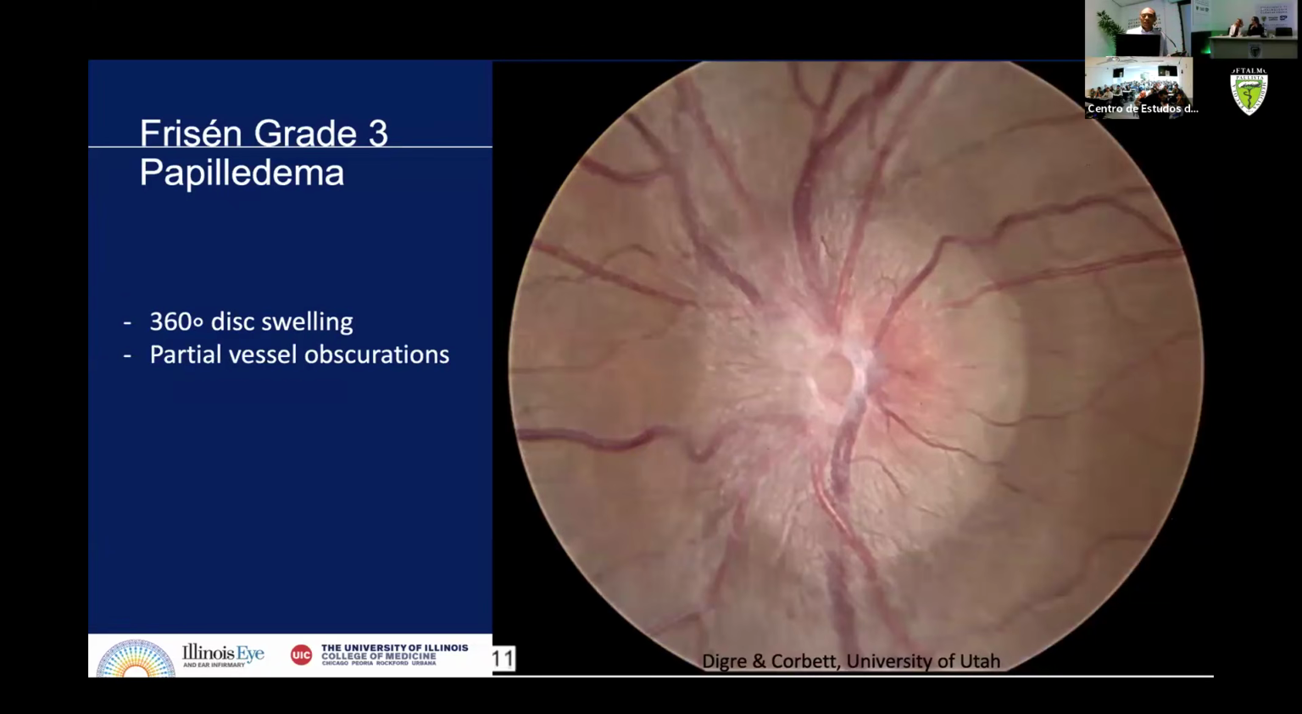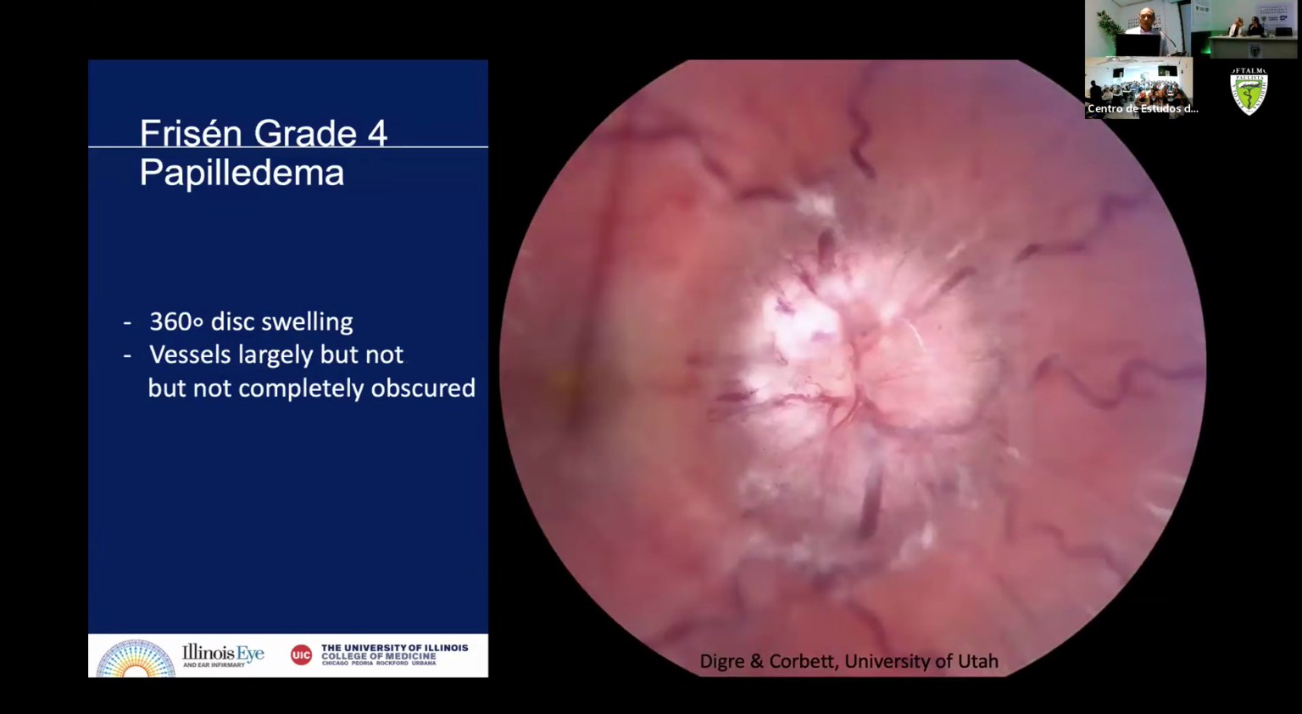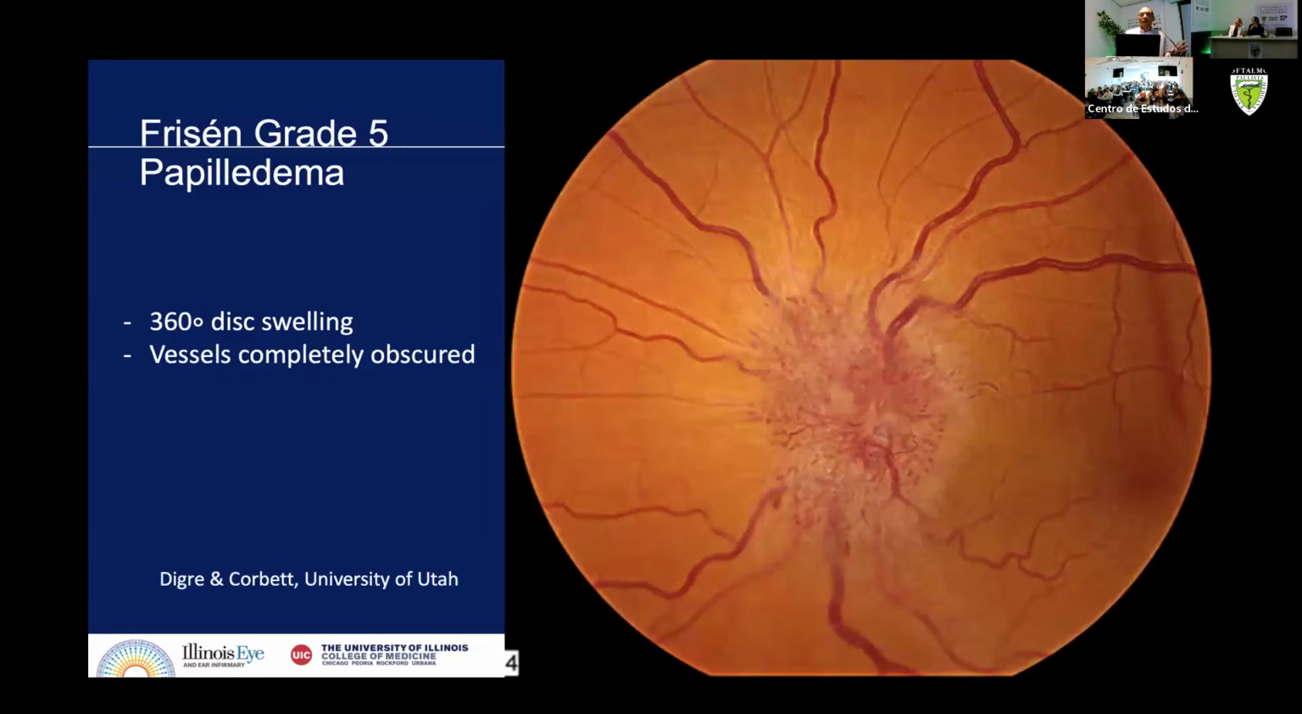And it's not until we reach grade 3 where we start to see vessel obscurations, which means the blood vessels, as they cross over the optic nerve head, become blurred because they're hidden under the swollen optic nerve tissue. Grade 4 is a little bit more, and grade 5 is complete vessel obscurations. The Frisén score doesn't tell us anything about hemorrhages or cotton wool spots. Those are things we have to comment on separately.